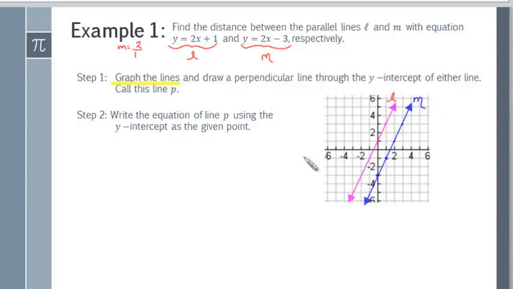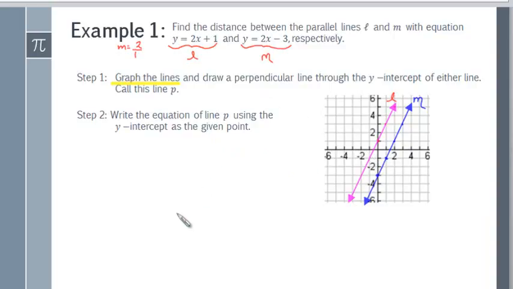Next, I want to draw the segment between the two lines so that I can find the length of that segment, therefore finding the distance between the lines. I can't use just any segment. I can't use this segment because it's not the perpendicular segment between the lines. I can't use this one. It's also not the perpendicular segment between those lines. So I have to find a segment that is perpendicular to both.